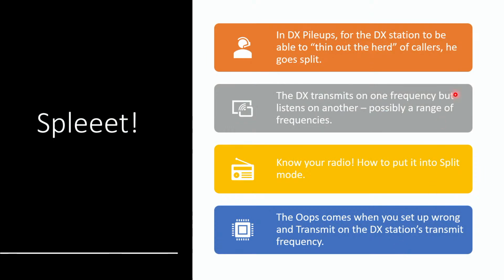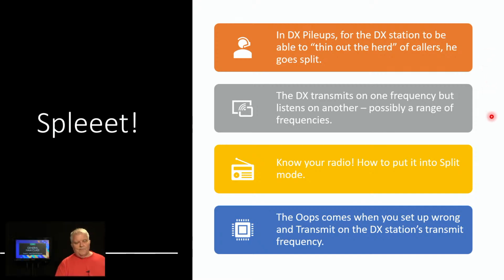Remember, in the DX pileups, for the DX station to be able to thin out the herd, he goes split. He transmits on one frequency but listens on another or a range of frequencies. You need to learn how to have your radio be able to be put into the split mode, and the oops comes, and it comes all the time, when you set up wrong and transmit on the DX station's transmit frequency.